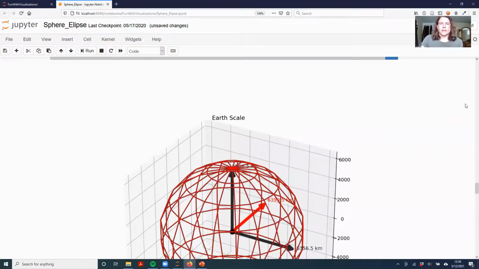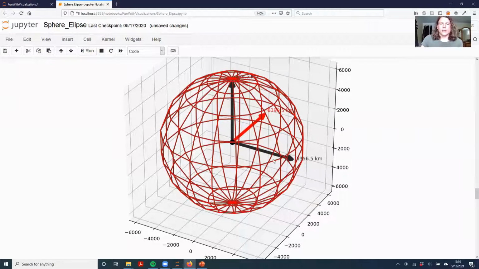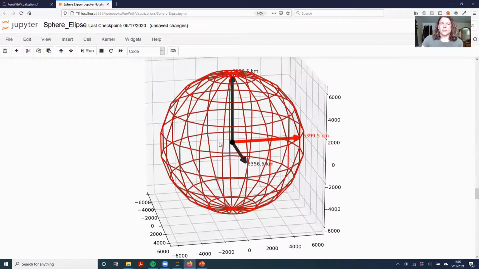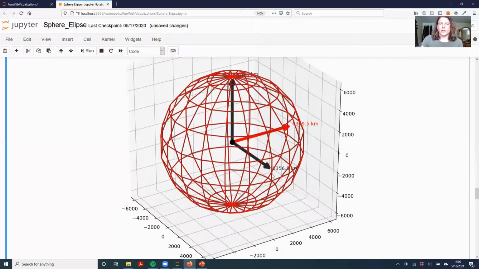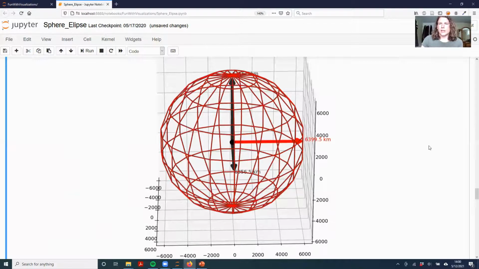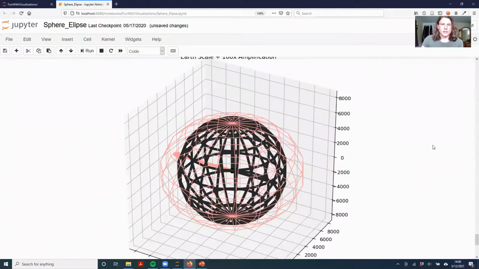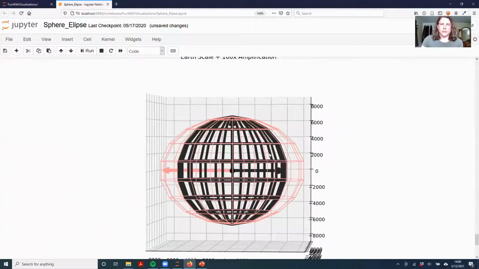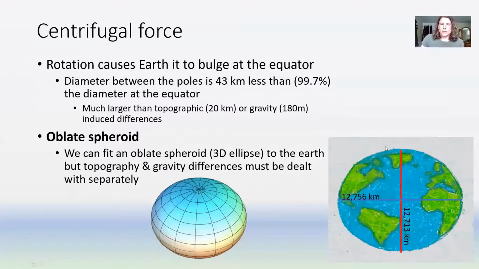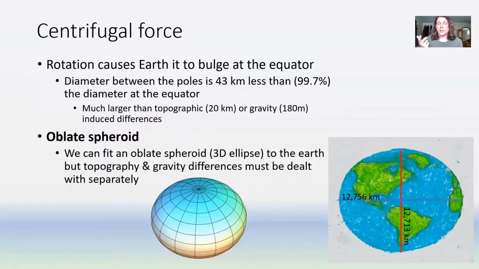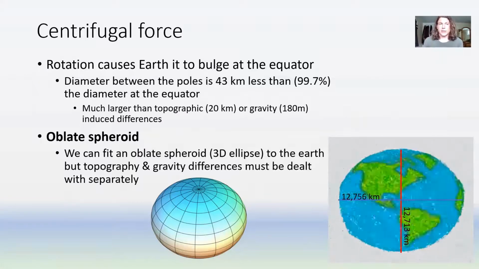And so we can display this at the Earth's scale. The gray lines are an idealized sphere, and the red lines are an oblate spheroid. And at the scale of the Earth, it doesn't seem to make that much of a difference if you're looking at the whole planet altogether. But nonetheless, it is important. Again, there's 43 kilometers difference between the sphere and the spheroid. But you can exaggerate that a little bit and see, again, how these shapes actually compare. Again, the gray, black is a perfect sphere, and the lighter color is an oblate spheroid. So we can fit a spheroid to the Earth, but we also have to deal with topography and gravity differences to get the most accurate representation.